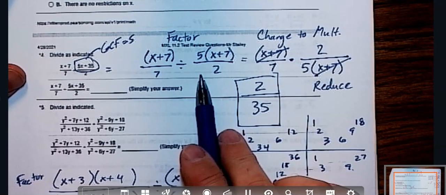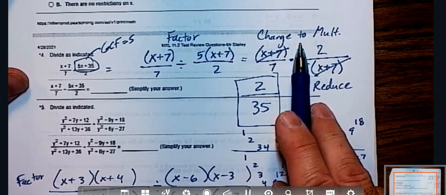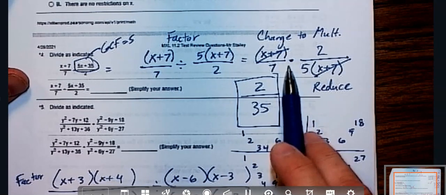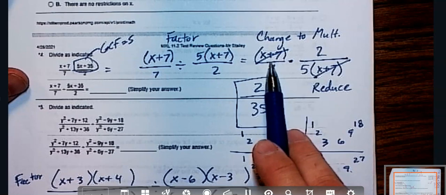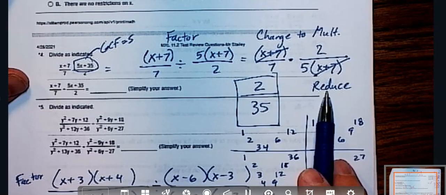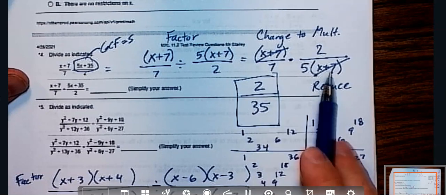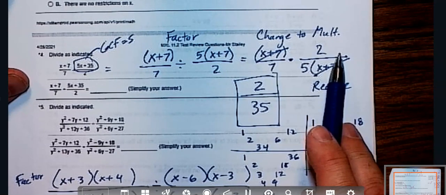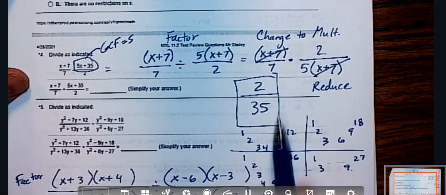Then after we've got everything factored, we change it to multiplication. Remember that whole keep, change, flip. So we keep the first fraction, change to multiplication, and flip the second one. Then we look for reducing. In this case, the x plus 7s cancel out. We only have a 2 left on the top. We have 7 times 5 left on the bottom, which is the final answer of 2 over 35.